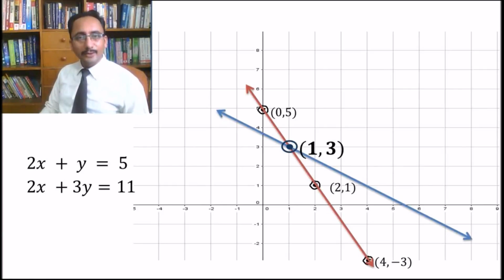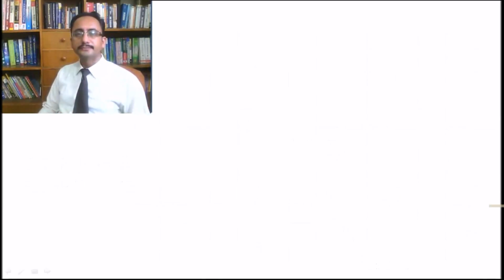Hence (1, 3) is a solution of the pair of linear equations. So whenever we have a pair of linear equations in two variables, in order to solve them graphically, plot the graphs of both the linear equations, and the common point, the point of intersection, will give us the solution of the pair of linear equations. For example, in this case (1, 3) is a solution.